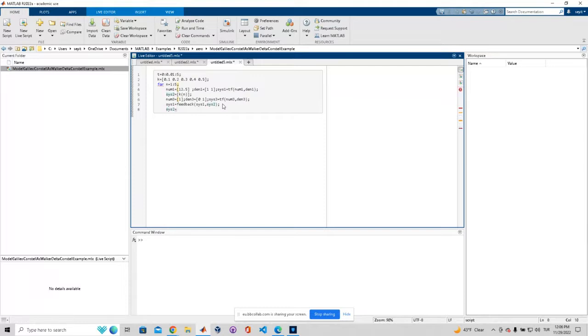For the system2, say we connect them in series. We can write the series function, and it will define our systems in series. We can write system1 and system3. If your system is connected in series, you can connect it with this series function.